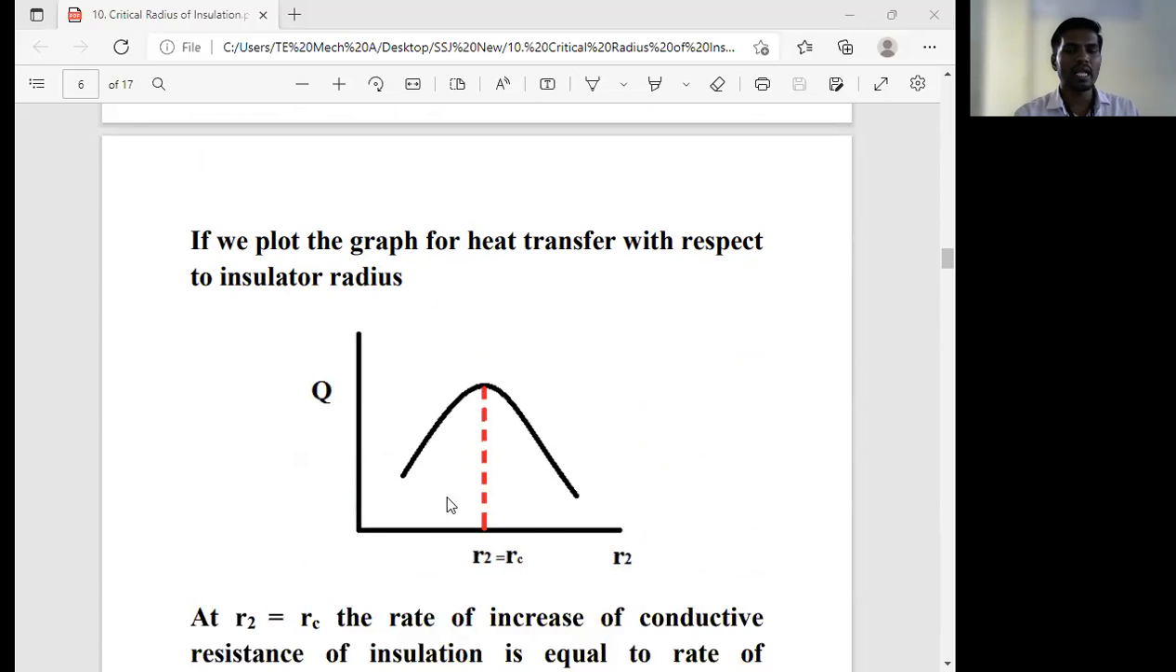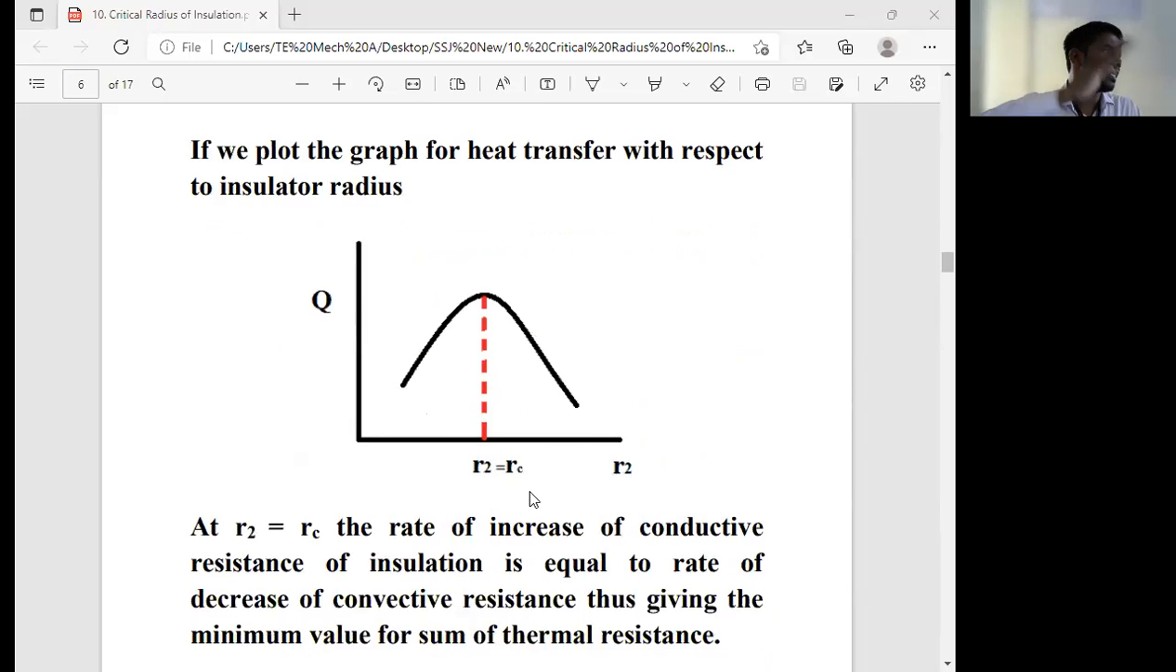Okay, so can anyone tell me from this graph what will happen? If we increase the radius, then we have to check the effect of increasing the radius on the rate of heat flow. Okay, initially, if we increase the radius, then heat flow also increases.